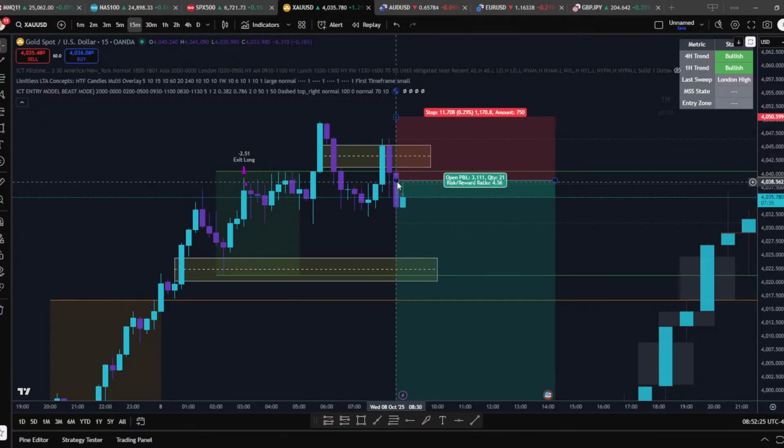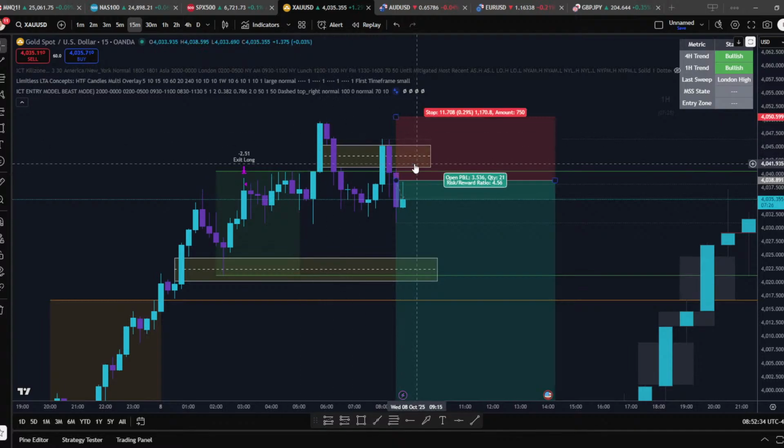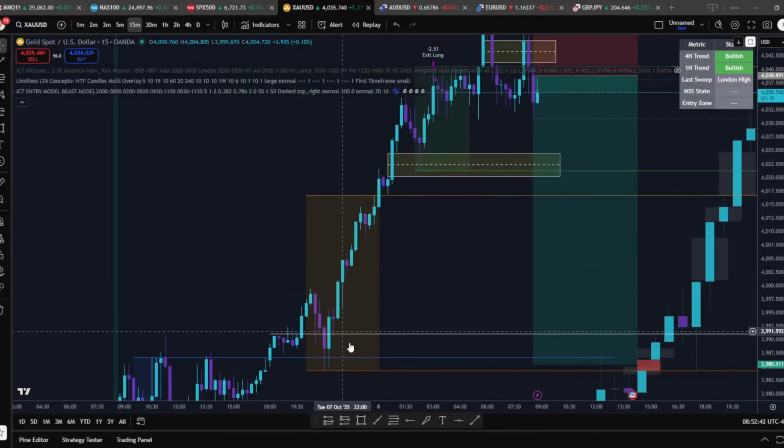Okay, so we enter, we got stop loss above all-time highs in case it does come back up to test this breaker block area or this all-time high. Then we might stay in the trade. And then we target Asia lows.